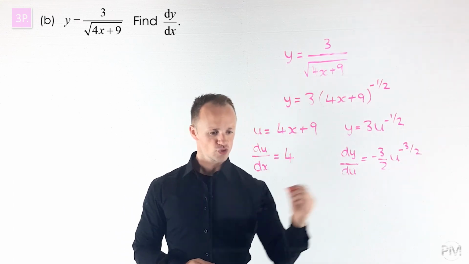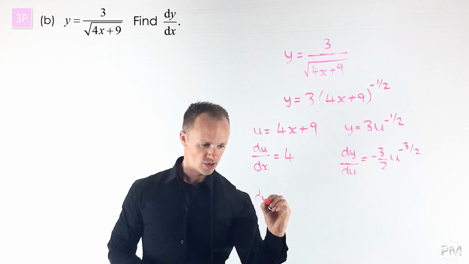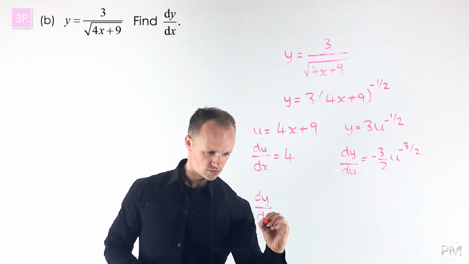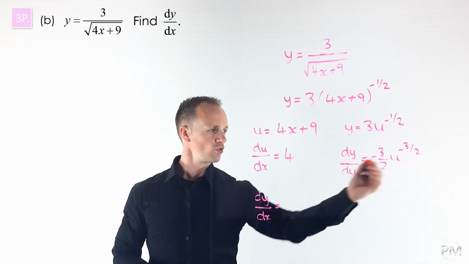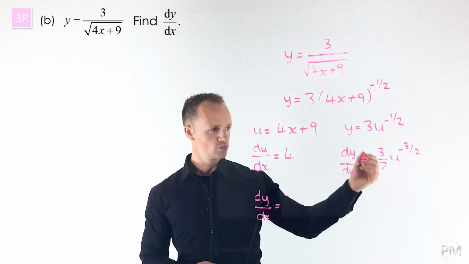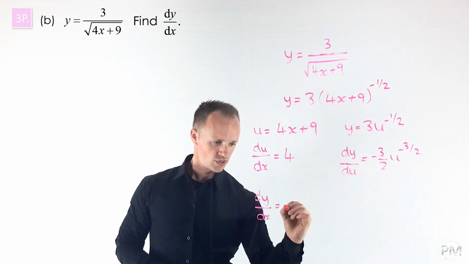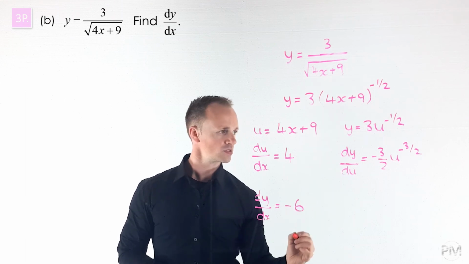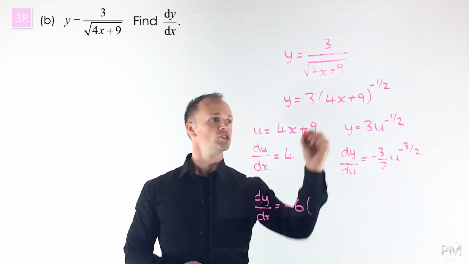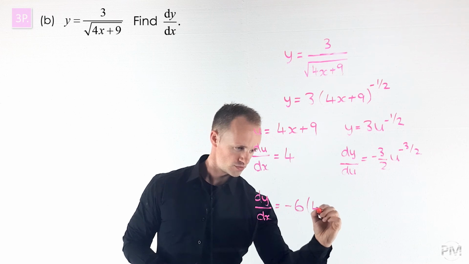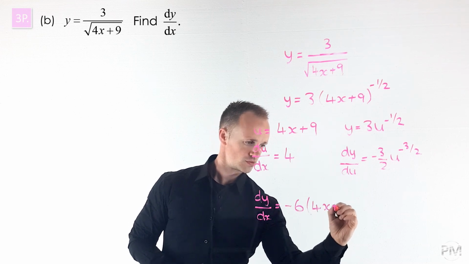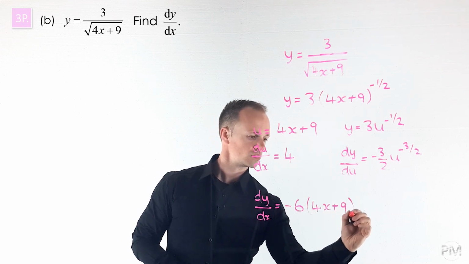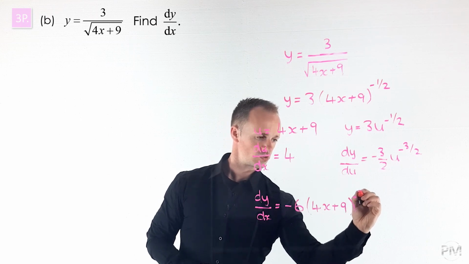Finally, we just have to multiply these two things together to get dy by dx equals 4 times minus 3 is minus 12 divided by 2 gives us minus 6. And then we've got u, which is 4x plus 9 to the power of minus 3 over 2.